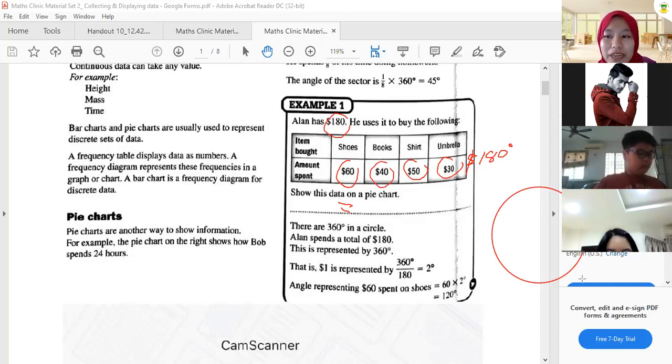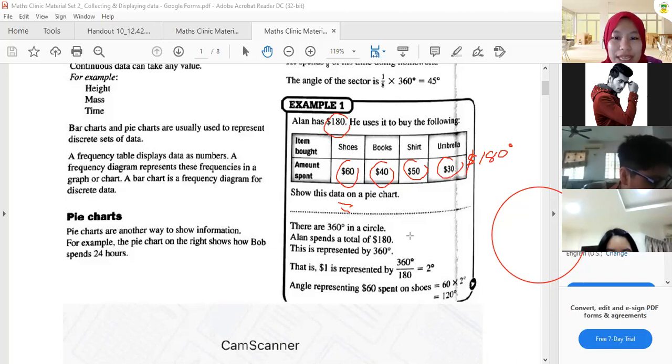You know what a protractor is? The sharp one in your geometrical set. In your geometrical set, you have compasses and a protractor, right? Now you need to draw using compasses. The sharp one. Please draw the circle using it. Don't say, "Teacher, I'm using my water bottle cap." Okay, show this data on a pie chart.